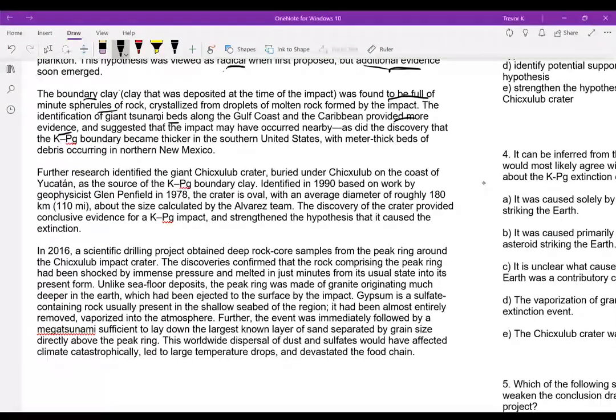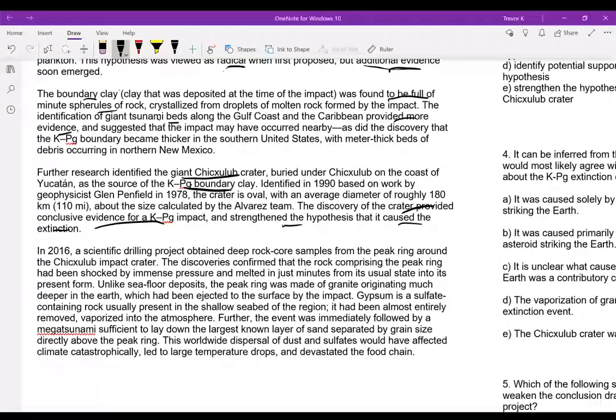Further research identified the giant Chicxulub crater as a source of the KPG boundary clay. Discovery of the crater provided conclusive evidence for a KPG impact and strengthened the hypothesis that it caused the extinction. So research identified the Chicxulub crater as the source of the KPG boundary clay, and it provided evidence for an impact and strengthened the hypothesis that it caused the extinction. So this is actually kind of an important thing here.